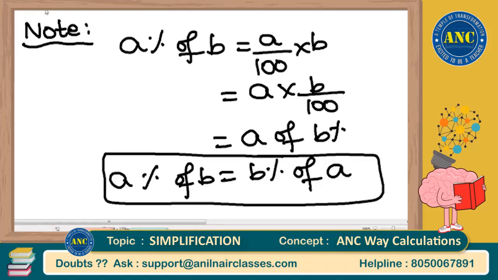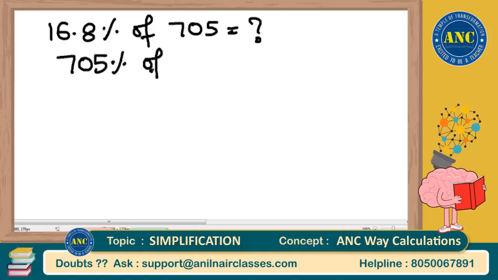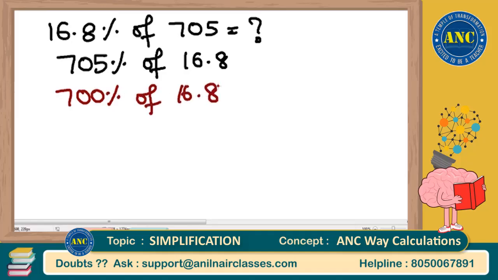Now listen carefully for this question. Your question is 16.8 percentage of 705. This can also be written as 705 percentage of 16.8. Now again think logically, sir. 705 percentage means 700 percentage of 16.8 plus another 5% of 16.8, that we will see at the end.